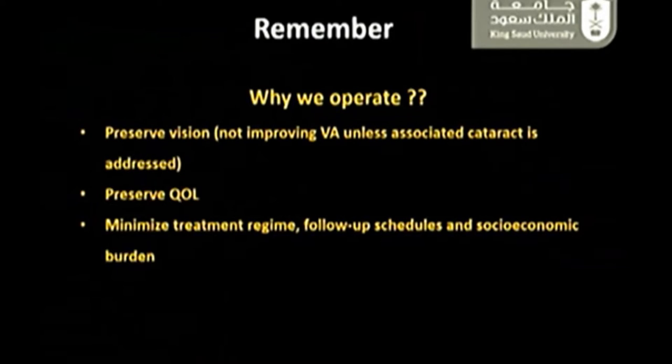But the question arises, why do we actually operate on our patients? What's the main reason to operate on the patient? Of course, our task as ophthalmologists is to preserve the vision, not only the visual quantity, but also quality, okay? So we should not only look for the visual acuity, but also the visual quality. If you can preserve his visual field and prevent its restriction, then that's a good achievement that you could do for your glaucoma patient.